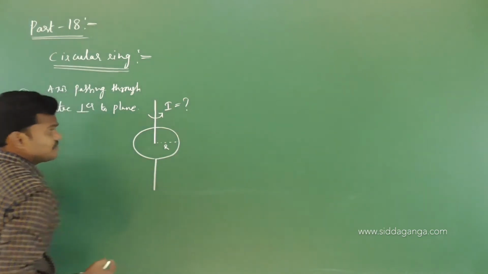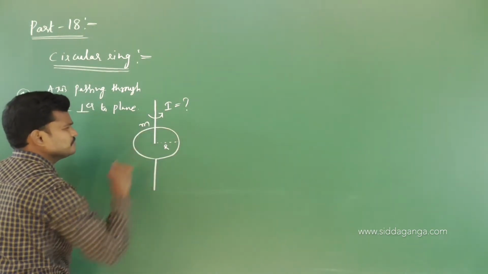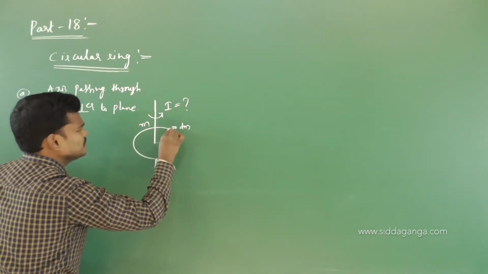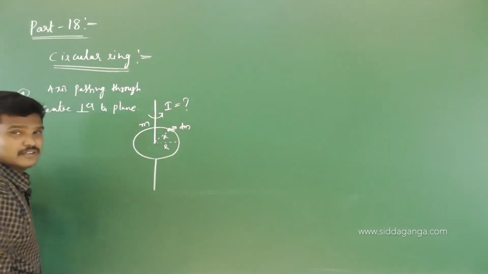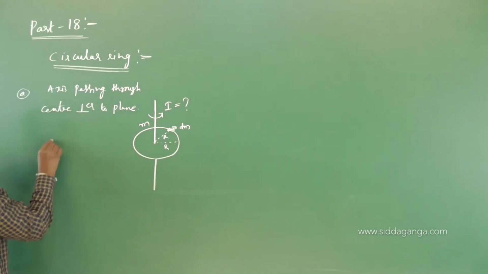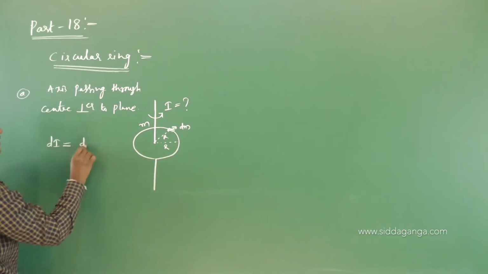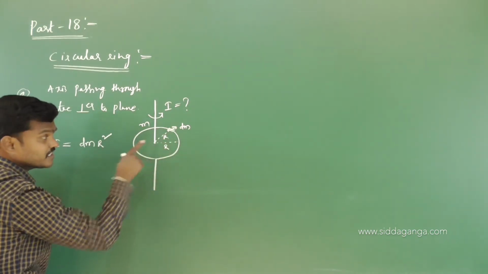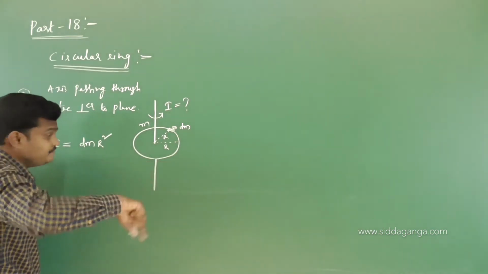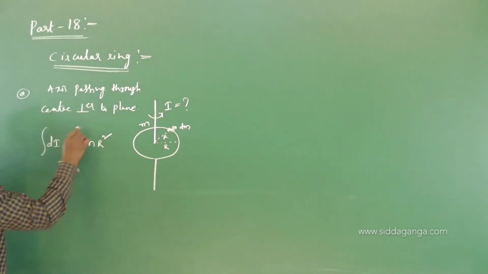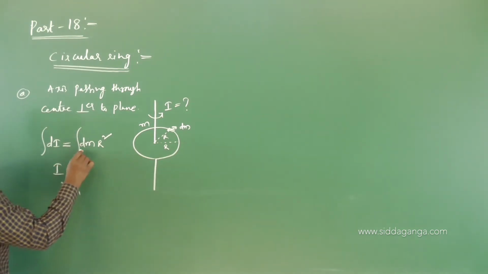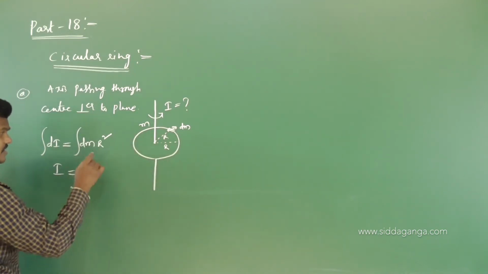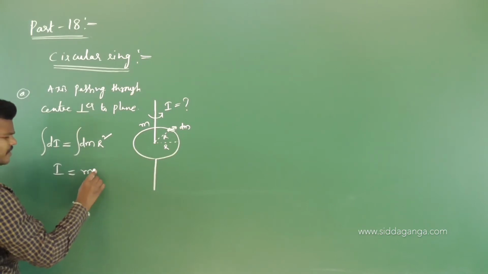To find the moment of inertia of this ring of mass m, take a small part whose mass is dm, and its distance is very clear, r only. The moment of inertia of this small part we can write as dI equals dm into r square, where r is the perpendicular distance. The ring is in this manner. If we apply integration, integration of dm is m, and r square is a constant due to symmetry, so we can write m r square.